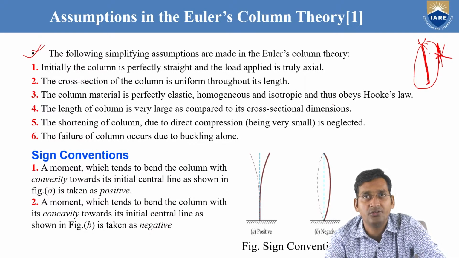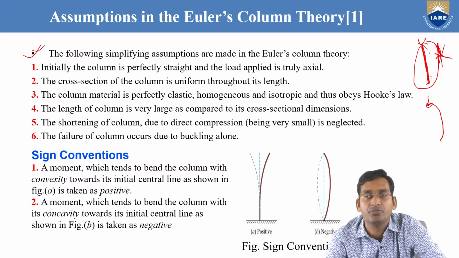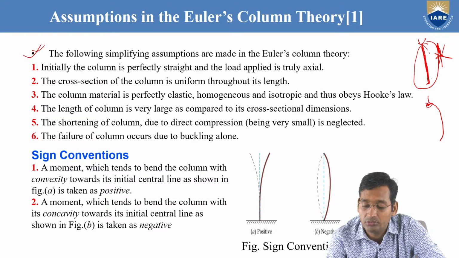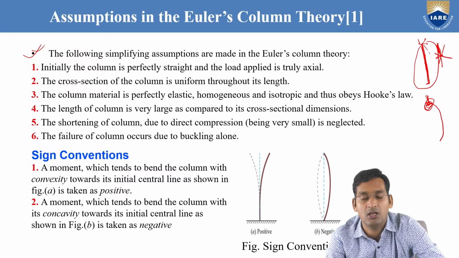Okay, next, the shortening of the column due to direct compression, being very small, is neglected. Because of this the column will get compressed at this end, but we are neglecting that because we are considering only the crippling, that is buckling. The failure of the column occurs due to buckling alone, not due to direct compression.